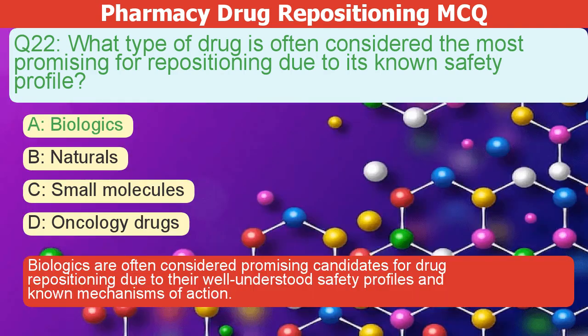The correct answer is A. Biologics are often considered promising candidates for drug repositioning due to their well-understood safety profiles and known mechanisms of action.